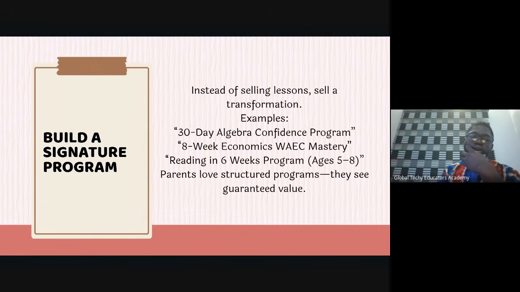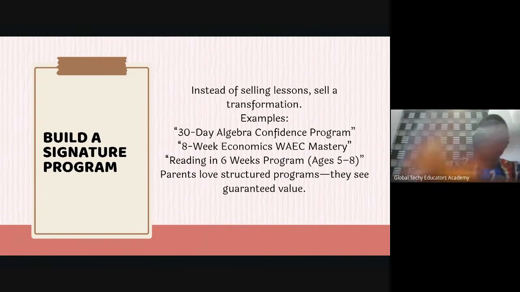Build a signature program. Instead of selling lessons, sell a transformation. For example, your lesson title can be a 30-day algebra confidence program, an 8-week economics mastery, or a 6-week reading program for ages 5 to 8. Parents love structured programs. They seek guaranteed value. They want to see the objective of your lesson from the title.